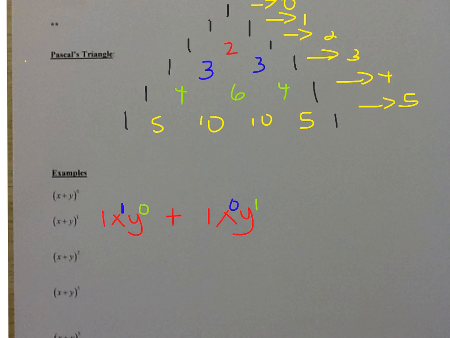Okay, now we simplify this. Anything to the 0 power is equal to 1. So this is just 1 times x to the first times 1, which is just x to the first. And the same thing over here. This here is 1 times y. So it's plus y. So my answer is just x plus y. All right, so let's try the next one.